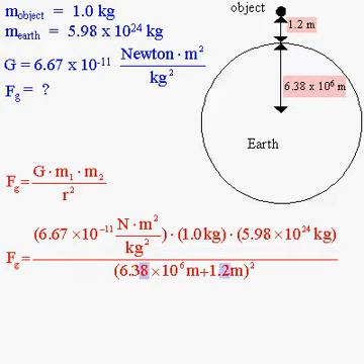1.2 has its last significant figure in the tenths place. So when we add these two together, we can only report to the 10,000s place. Well, to the 10,000s place, 1.2 doesn't even exist. So 6.38 times 10 to the 6th plus 1.2 is really just 6.38 times 10 to the 6th. In other words, since the distance between the surface of the Earth and the object is so small compared to the radius of the Earth itself, we can ignore it.